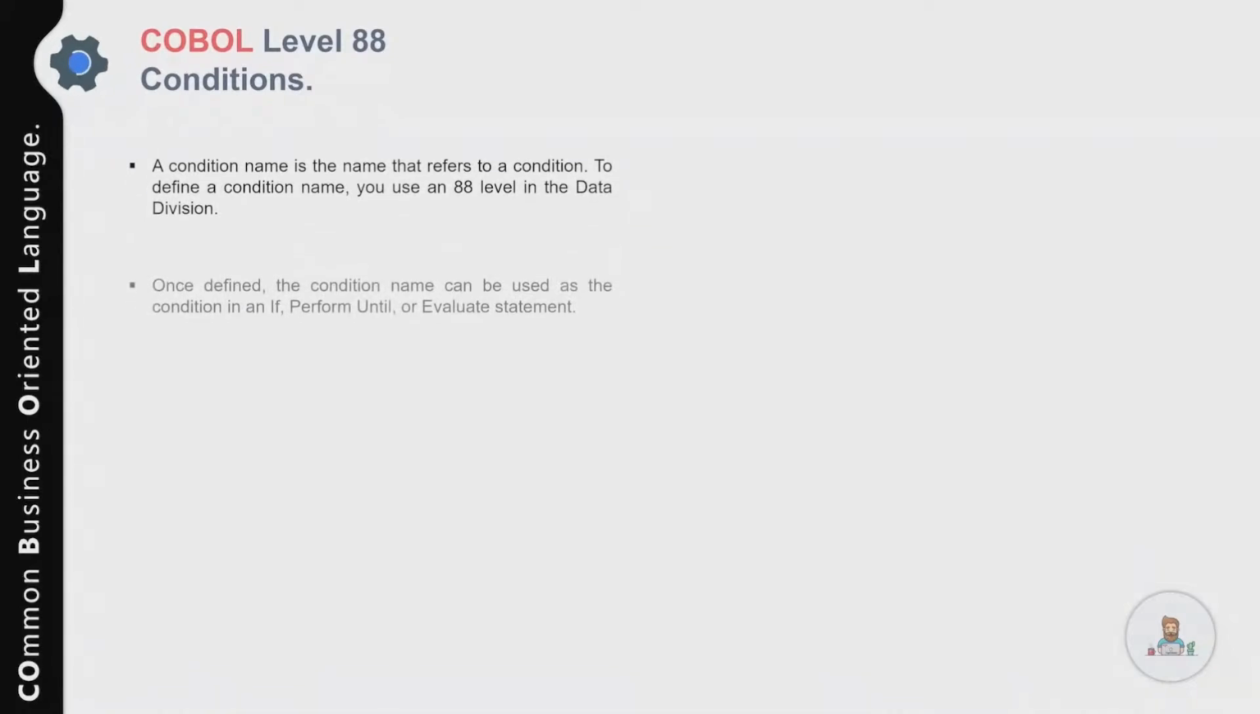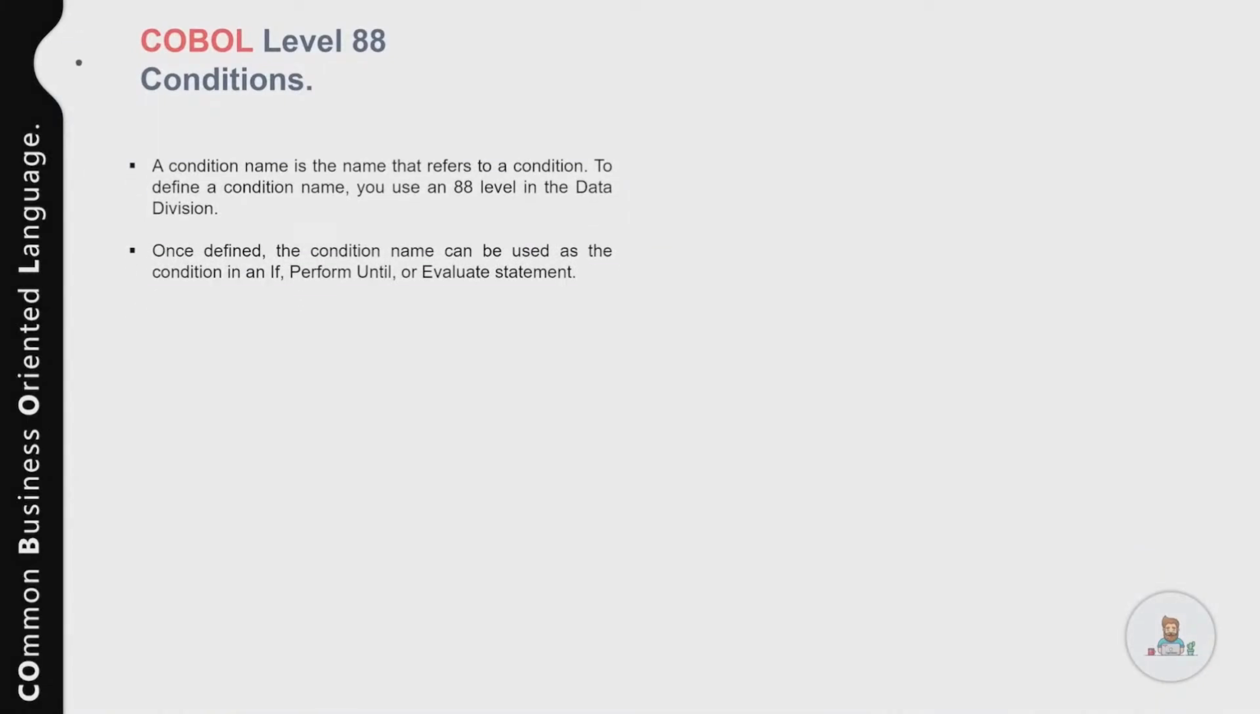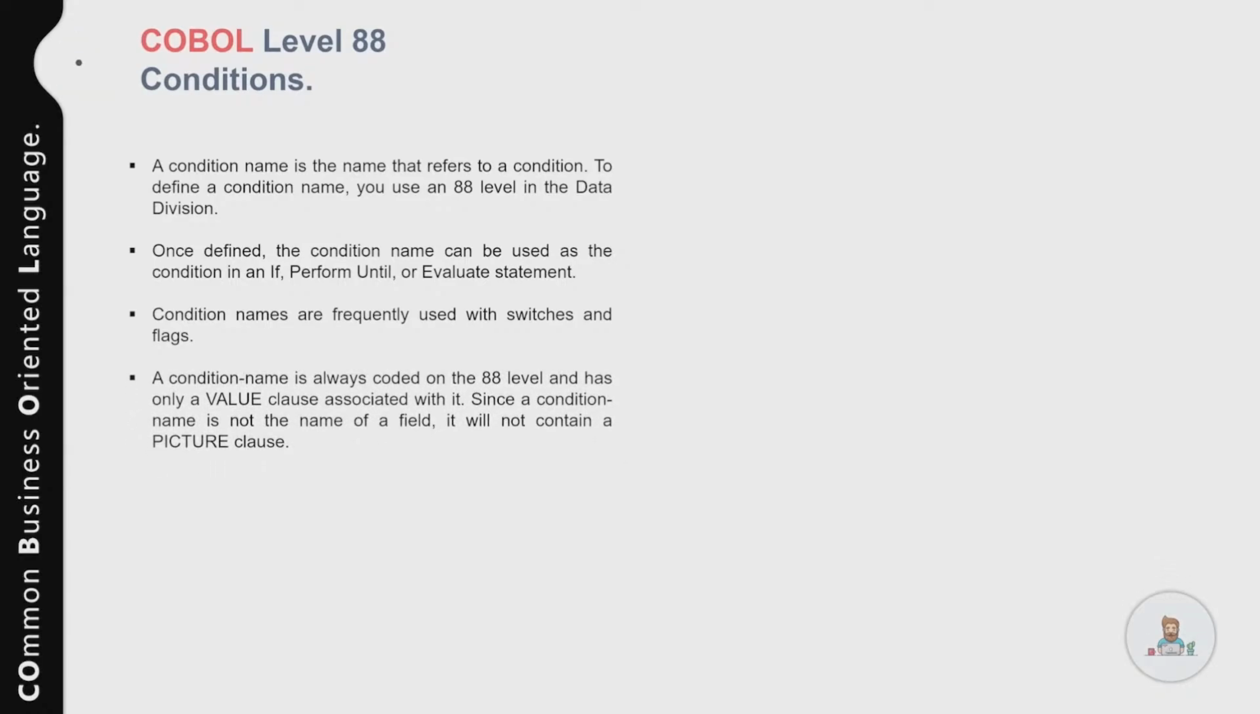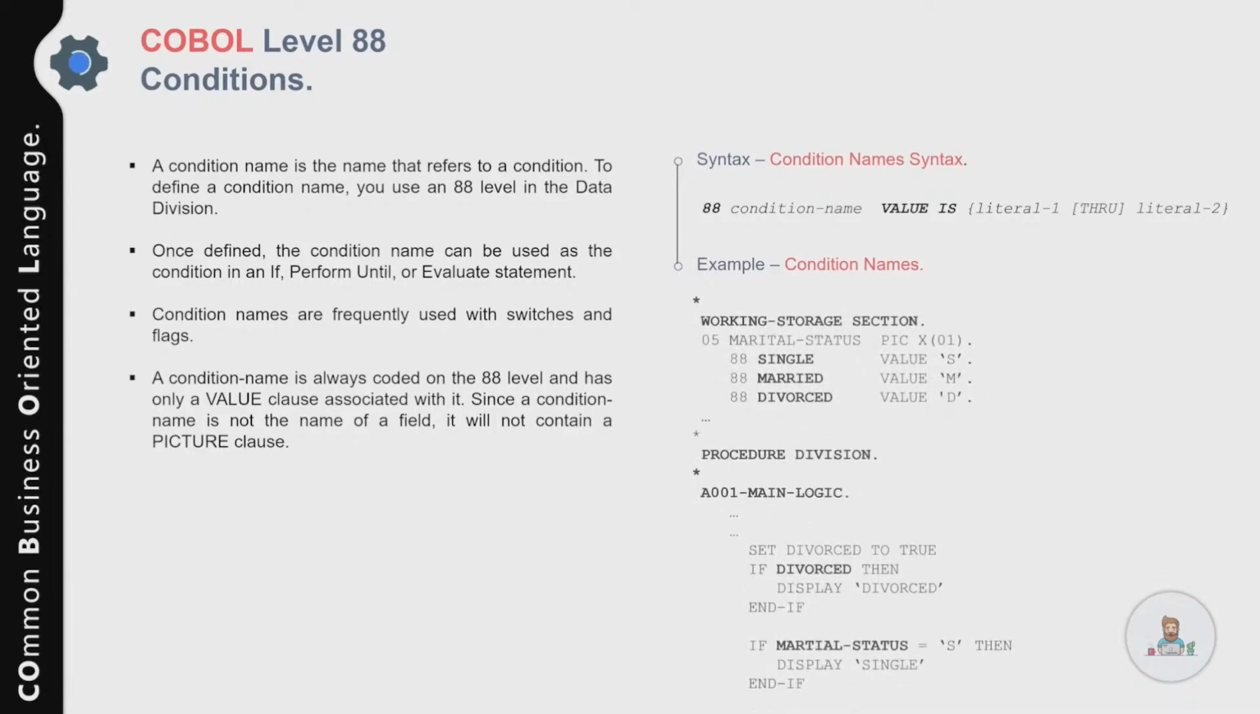Now let's talk about level 88 conditions and how you can use them in your COBOL program. A condition name is a name that refers to a condition. To define a condition, you use level 88 in the data division. After defining the condition name, it can be used as the condition in an if, perform until, or evaluate statement. Condition names are frequently used with switches and flags. Apart from that, a condition name is always coded at level 88 and has only a value clause associated with it. Since a condition name is not the name of a field, it will not contain a picture clause.